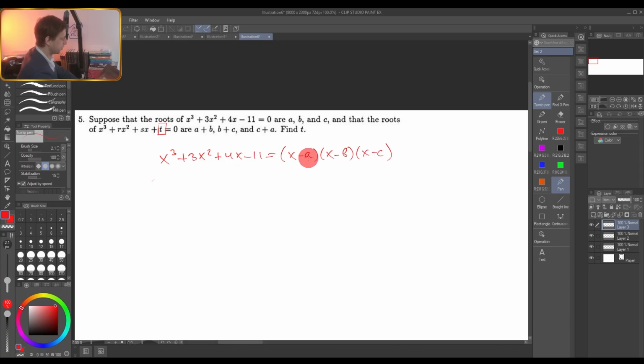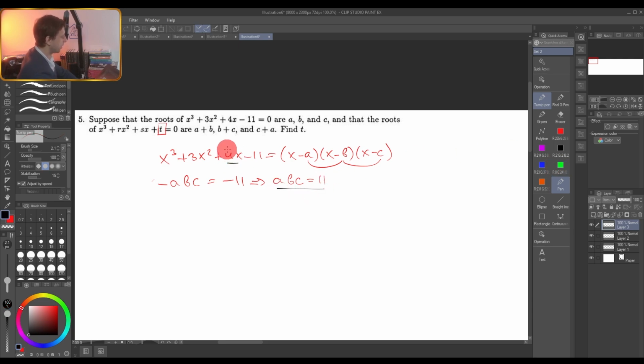Well, the only thing that will not contain x is when we multiply this one by this one and this one by this one. So it will be minus abc on this side, the free coefficient, and it should be exactly the same as the free coefficient on the left side. So it should be equal to minus 11, and therefore abc equals 11. Great, it is our first result. Let's go to the next step.